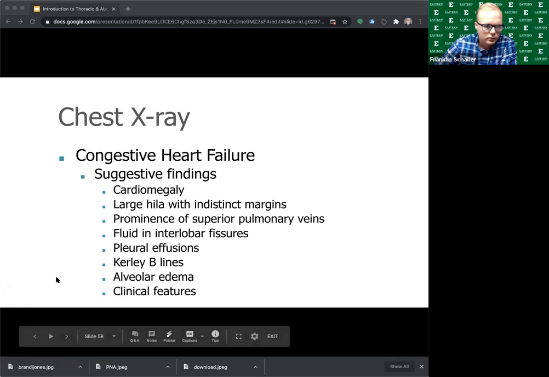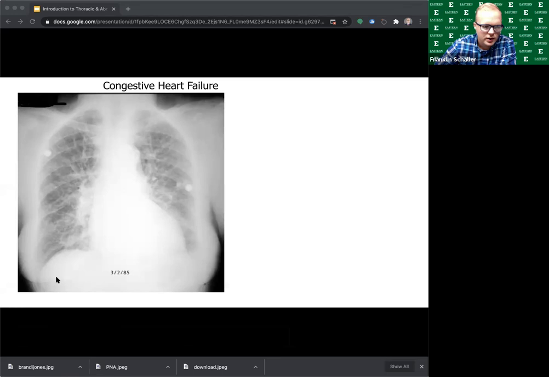So here is an image of a chest x-ray where we are starting to see some congestive heart failure, a pretty obvious congestive heart failure. Number one, there is some cardiomegaly there. There are Kerley B lines as well, which if you're not sure what Kerley B lines are, they are horizontal lines that you can see within the chest x-ray.